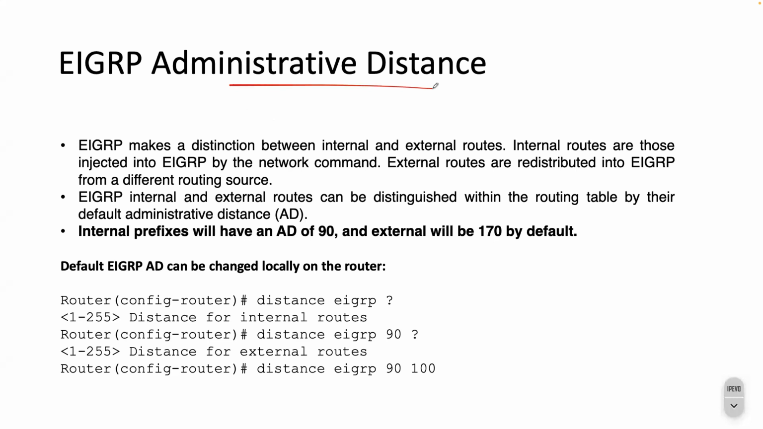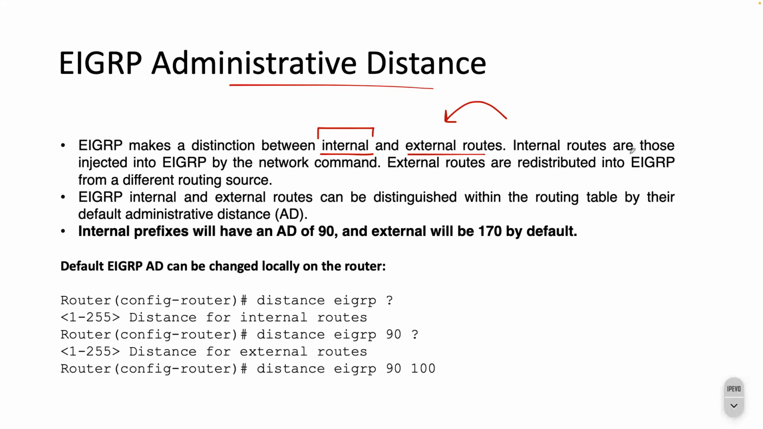AD values. So EIGRP does have, I would say, three different routes. I'll tell you the first two. One is your internal routes, one is your external routes. Internal are those which I'm learning via EIGRP only; that becomes my internal EIGRP routes. And if, let's say, any router is redistributing any other routing protocol, let's say OSPF being redistributed into EIGRP, then those kinds of routes become my external routes with respect to EIGRP.